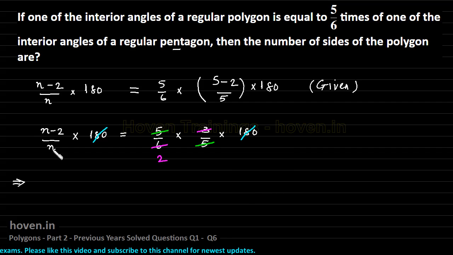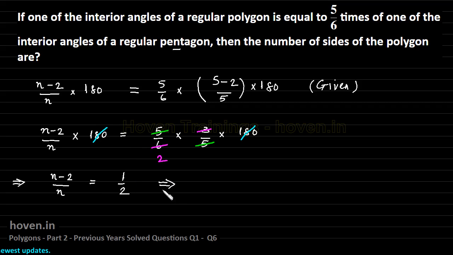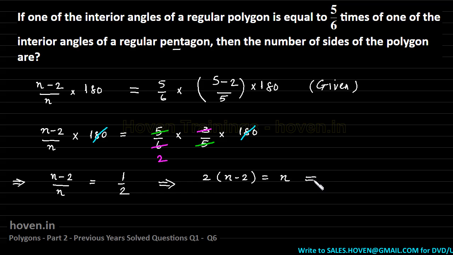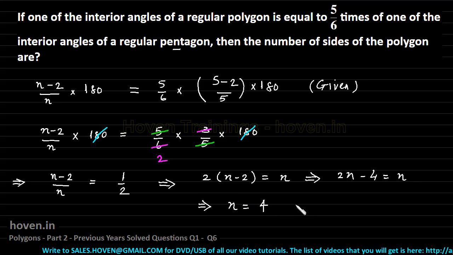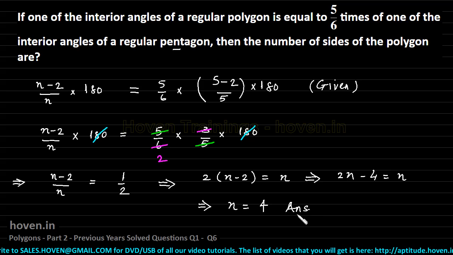which implies (n minus 2) by n is equal to 1 by 2, which implies, take this 2 to the other side, cross multiply, and n to this side, 2 into (n minus 2) should be equal to n, which ultimately implies 2n minus 4 should be equal to n, which implies n should be equal to 4, which is the answer.